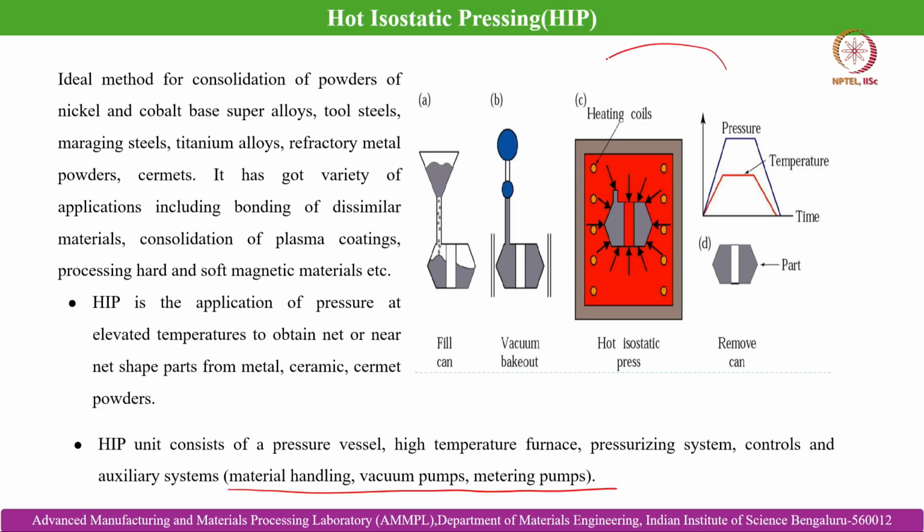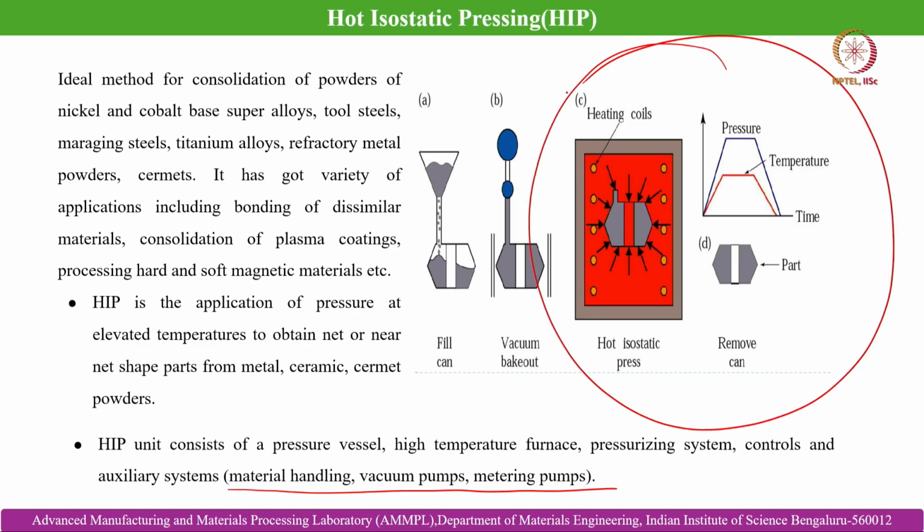This is a typical pressure vessel of the hot isostatic press that is shown over here, where you can see the fluid as a pressurizing medium, and also the heating coils which are responsible for heating the powder aggregate. This is a simultaneous application of pressure and temperature, where you can see a holding stage, that means the pressure and temperature are kept constant and simultaneously exerted over the powder aggregate to achieve the desired part geometry.